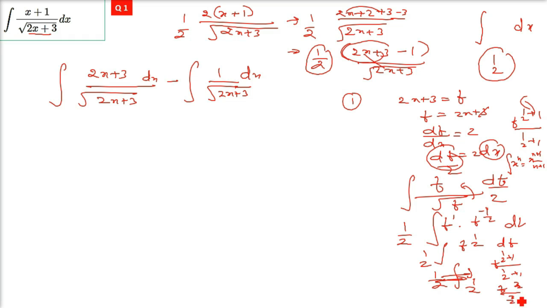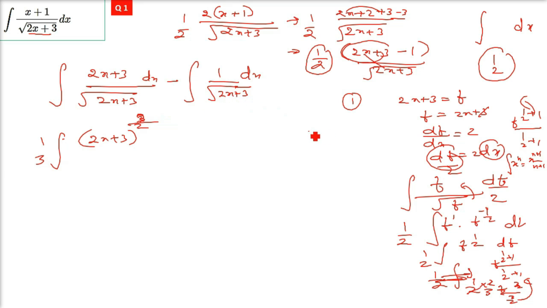3 by 2 in the denominator goes up and forms 2 by 3. So 2 by 3, the 2 gets cancelled, and you are only left with 1 by 3 as a number. And this t raised 3 by 2, basically, is 2x plus 3 to the power 3 by 2. Please remember, we have already integrated it. But there is one more thing which I am going to tell you just now.